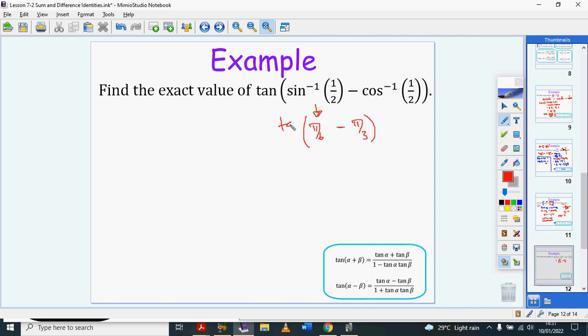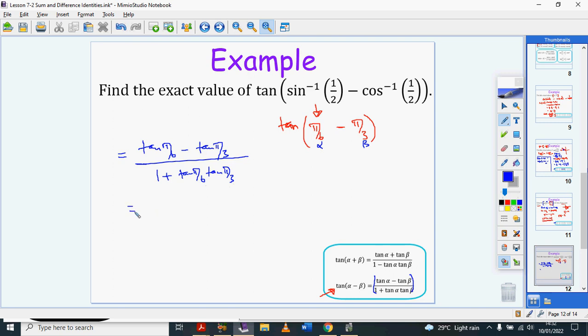So what you're dealing with is you're trying to find the tan of pi over 6 minus pi over 3. This is a difference formula for tan, which is what we're going to use, that says tan of alpha minus beta is equal to that big thing, tan alpha minus tan beta divided by 1 plus tan alpha tan beta, the product. So this is your alpha and that's your beta, and you're just simply going to substitute. So using the difference formula for tan, this is going to be tan alpha, but alpha is pi over 6, minus tan beta, and beta is pi over 3, divided by 1 plus tan alpha times tan beta.